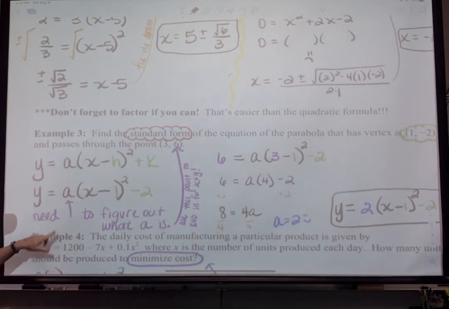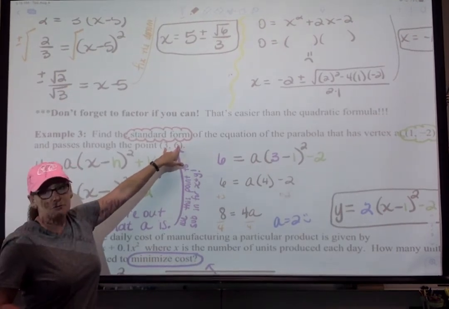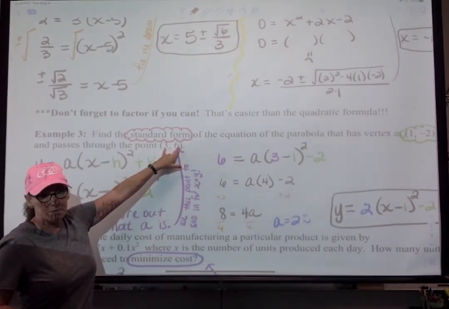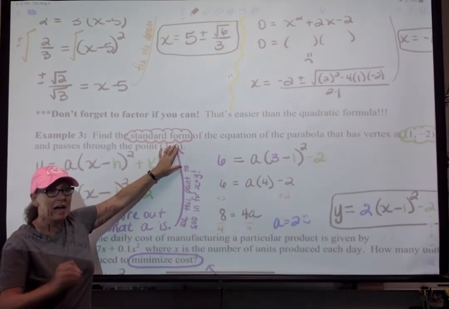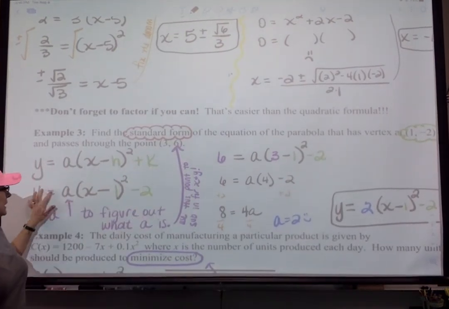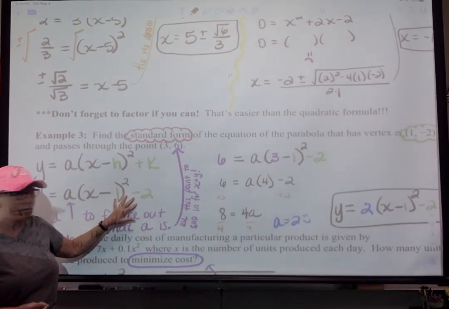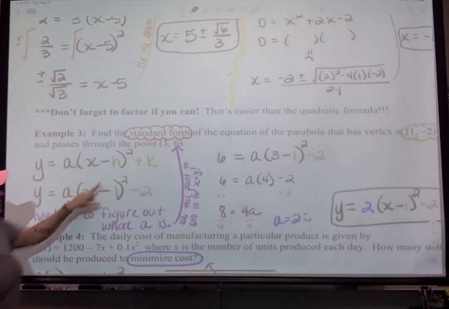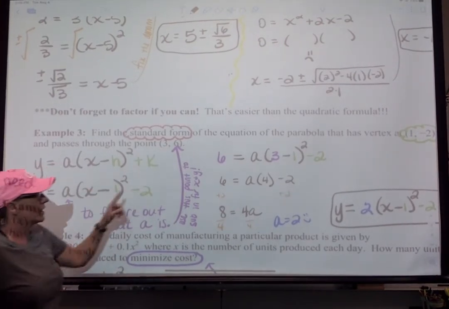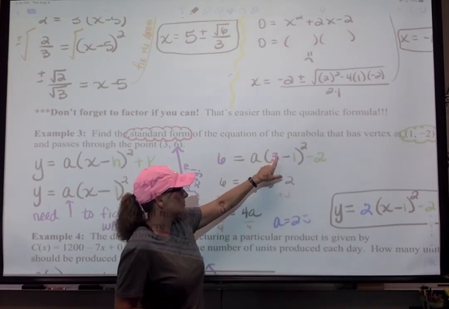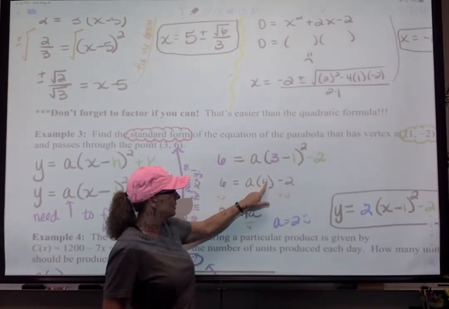So we need to figure out what a is. That's why you're given this extra piece of information up here. This point has to work in my equation. So sub it in and make it work. So sub in 3 for x. Sub in 6 for y. And I showed you right there where I did that. Sub in 3 for x, sub in 6 for y. Let's do some math.